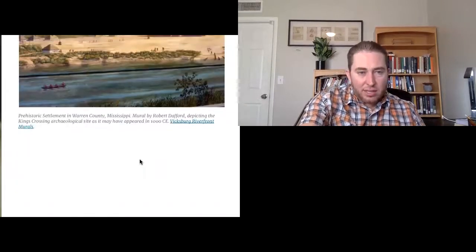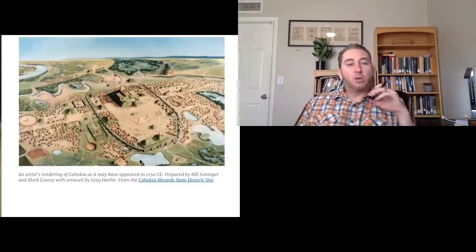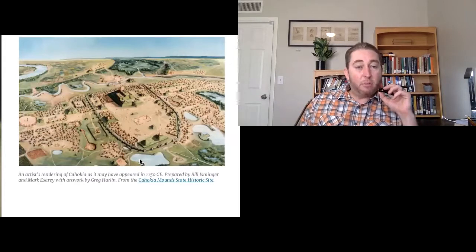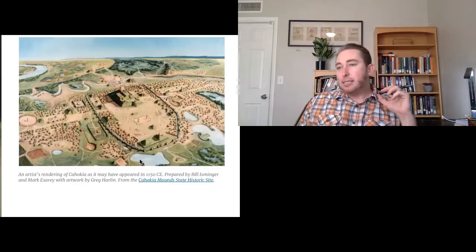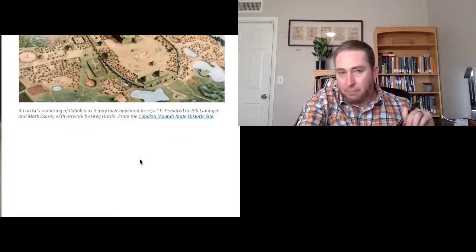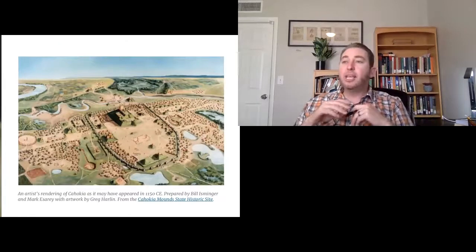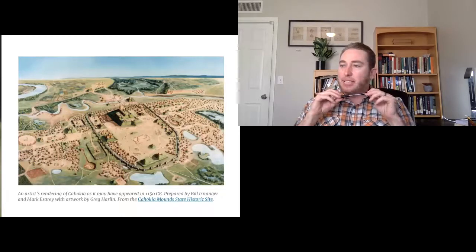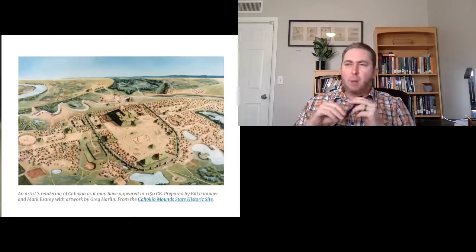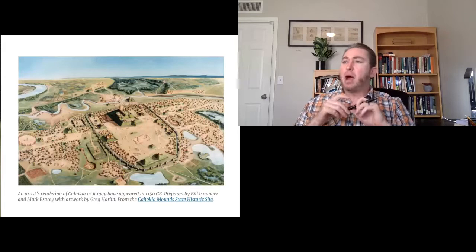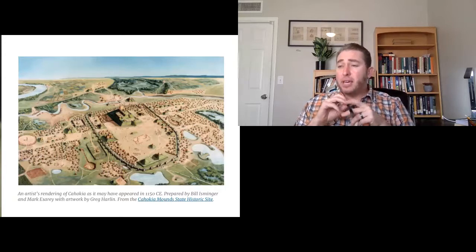Okay, let's get to the second slide here. So this is an artist's rendering of Cahokia, as it may have appeared in 1150 CE. Okay, so I'm going to talk about Cahokia, which you might have heard of. So roughly 1,000 years ago, the largest Mississippian settlement, Cahokia, located just east of modern-day St. Louis, peaked at a population of between 10,000 and 30,000 people. It rivaled contemporary European cities in size. No city north of Mexico, in fact, would match Cahokia's peak population levels until after the American Revolution.